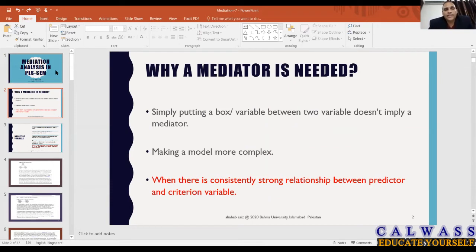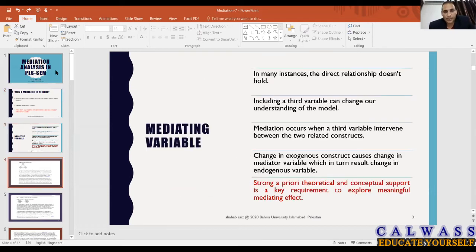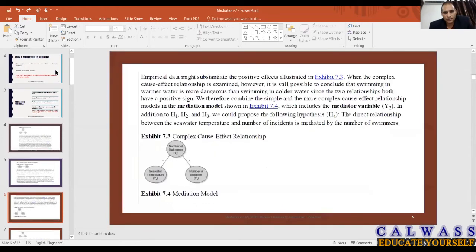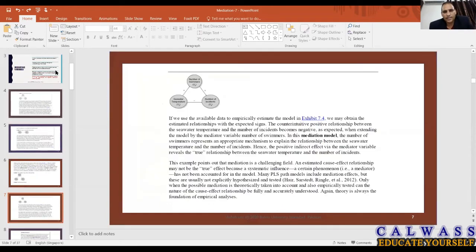Normally, if IV and DV have a consistently strong relationship in previous literature, this is one of the justifications that we use. If IV and DV are consistently strongly related in literature, that means there's another variable intervening in that relationship. But obviously, you need to have a justification for inclusion of a mediator within the model. There was one example I can discuss of how a mediator works.